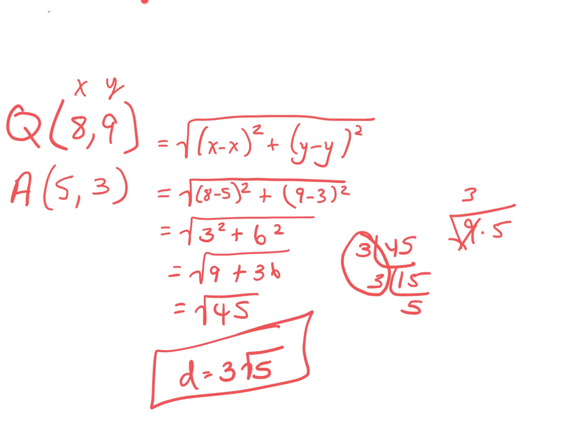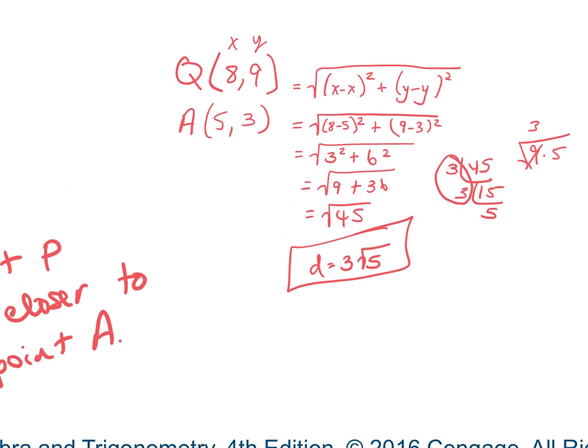So your correct simplified answer to this would be 3 root 5. This question wasn't asking that. They were asking which point is closer. So you could have left it. But if all I'm asking you for is the distance, you need to make sure that your radical breaks down.